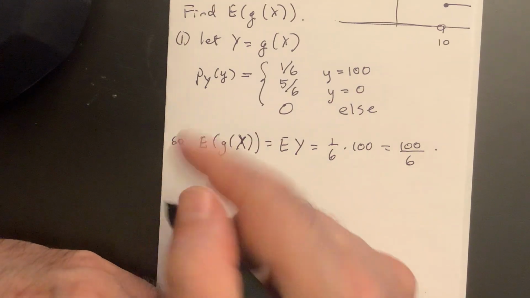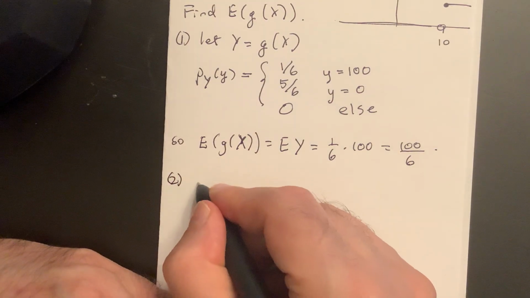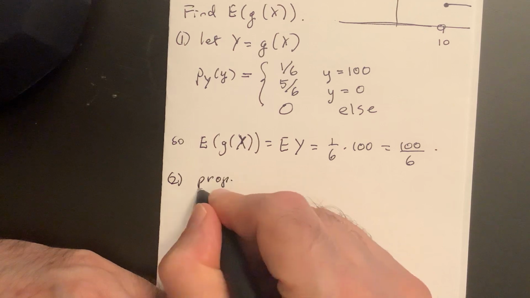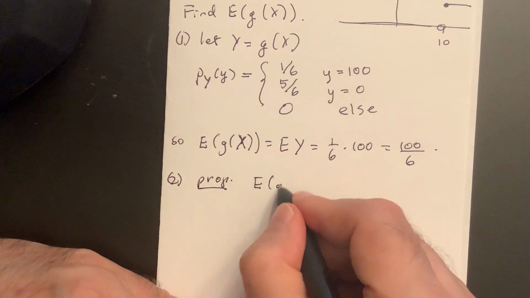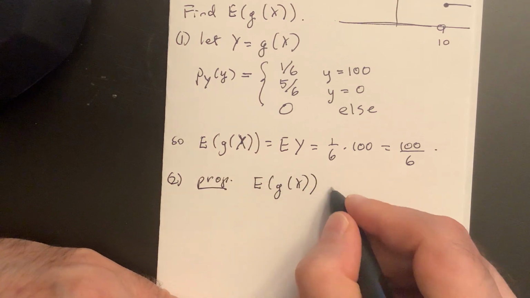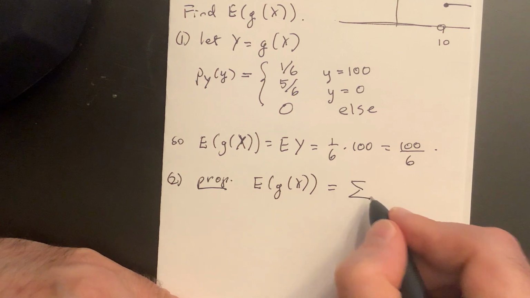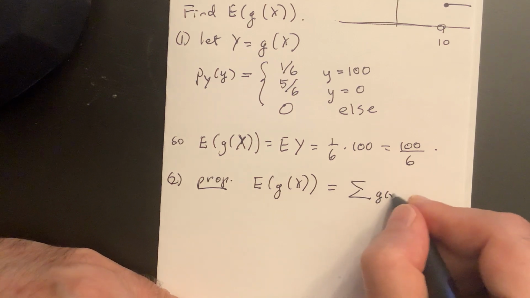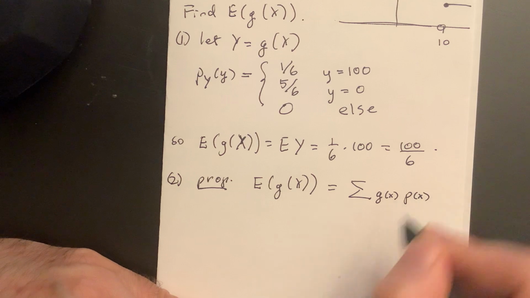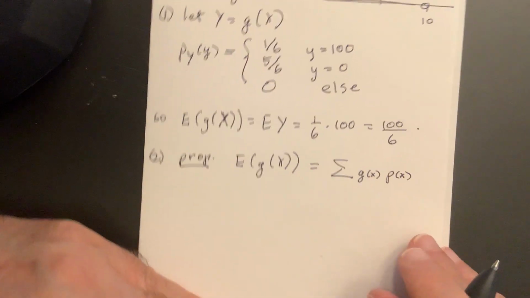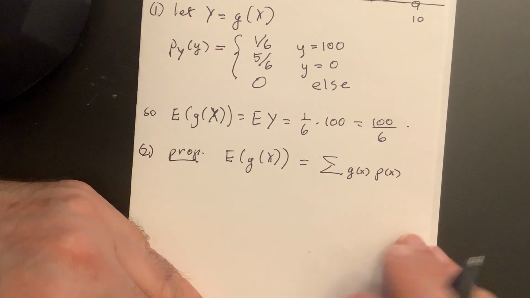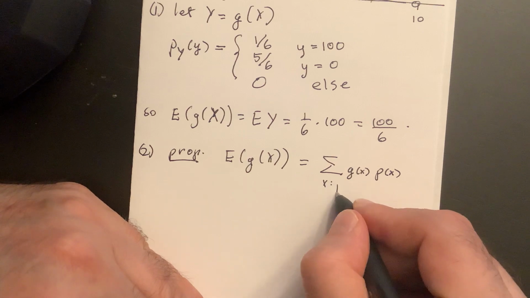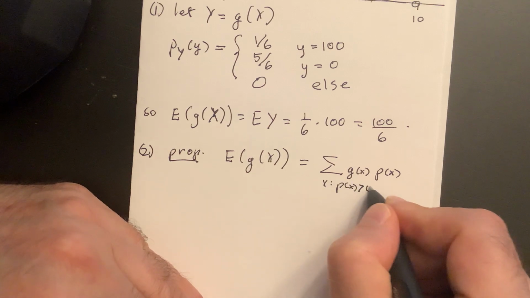The other way, method two, proposition: E of g of X can be done by, instead of weighting X, just weighting g of X here. And this should make sense. I'm not going to prove it. There's a three-step proof in the book if you want to see this. So this is over all x with p of x greater than 0, if you're fussy.